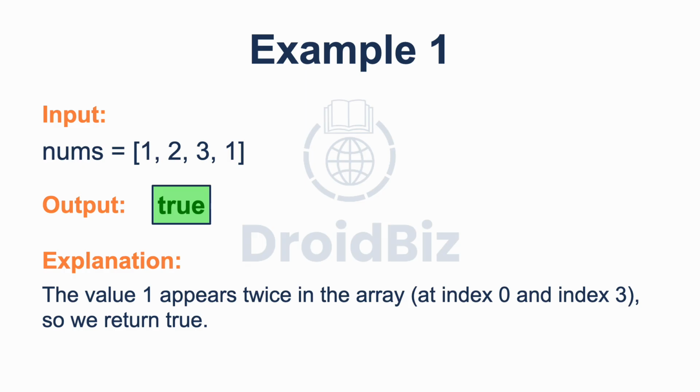Let's look at our first example. The input array is 1, 2, 3, 1. The output is true. Why is this true? Notice the value 1 appears twice in the array. It's at index 0 and also at index 3. Since we found a duplicate value, we return true. This is a straightforward case where duplicates exist.